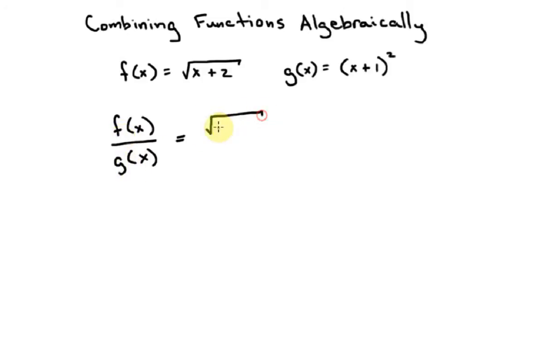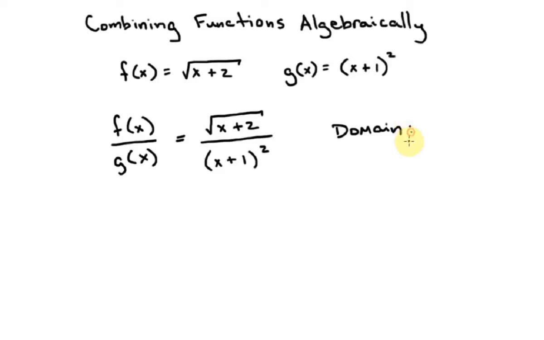Well, there's function f on the top, and it's being divided by function g. So x plus 1 squared. Well, gee, that's about all there is to it. I look at this and there's no way that I can simplify that or cancel anything. So that's about all I can do with that one. That's my combined function.